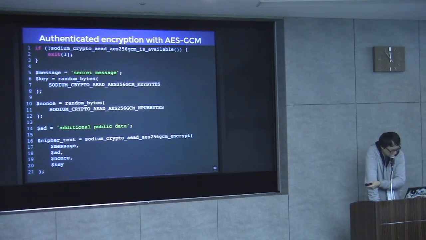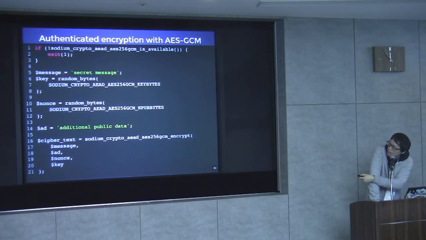Here is the sample code about this one. Firstly, you can specify the secret message, then use random bytes to generate the key, and generate the nonce. And your additional public data will be included in the message authentication code value. Then use them in the sodium crypto AES-CCM mode to encrypt.